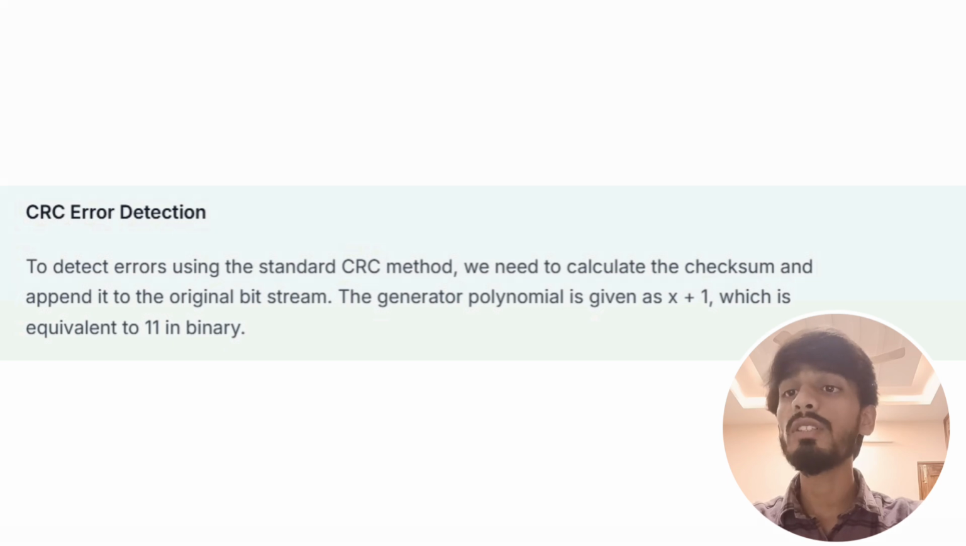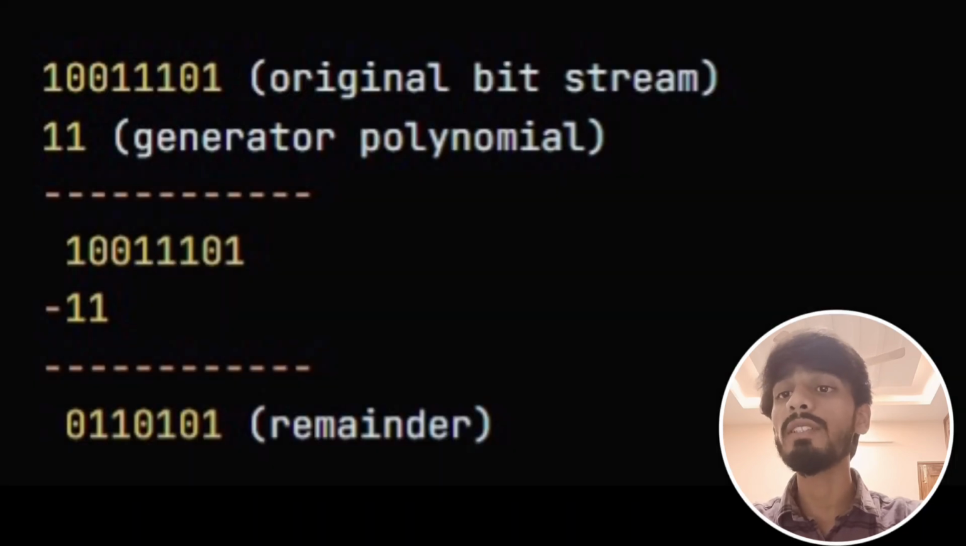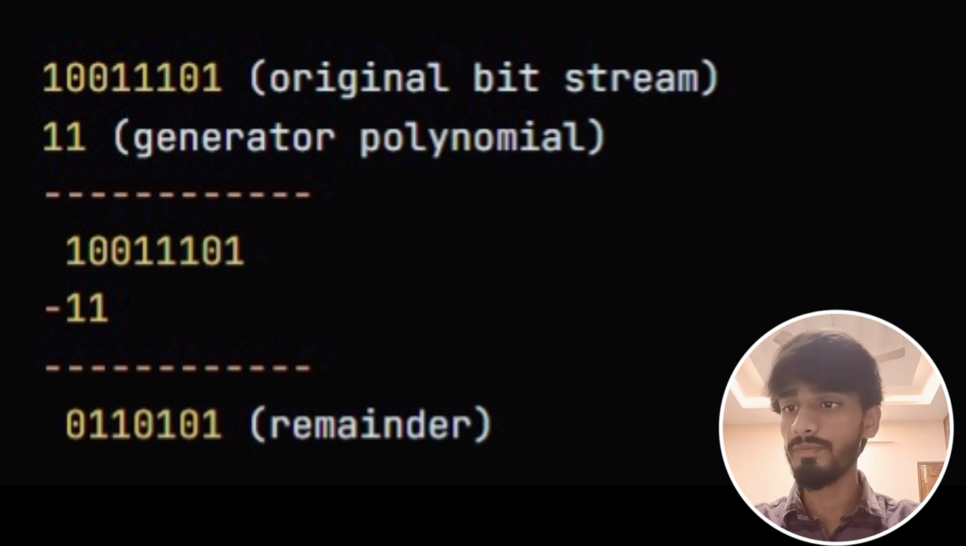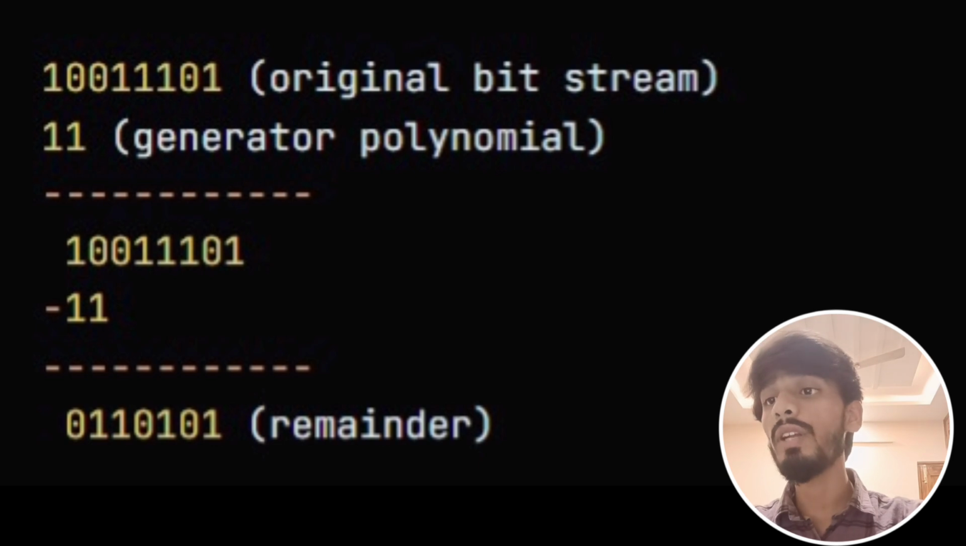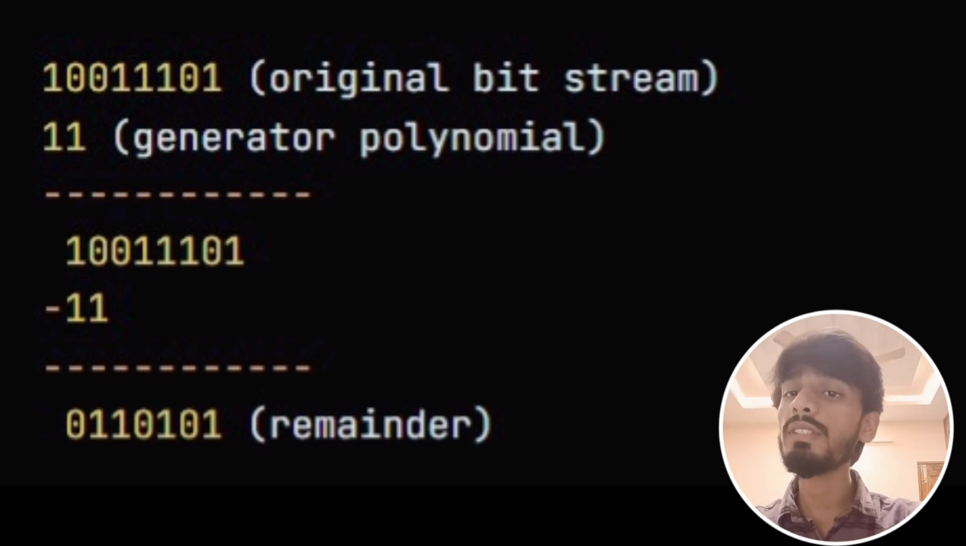First, let's calculate the checksum for the original bit stream 1001101. With the generator polynomial, we will get the remainder as 011001. The remainder is 0110. Since the generator polynomial is of degree 1, we need to append 1 bit to the remainder to get the checksum. Therefore, the checksum is 011.